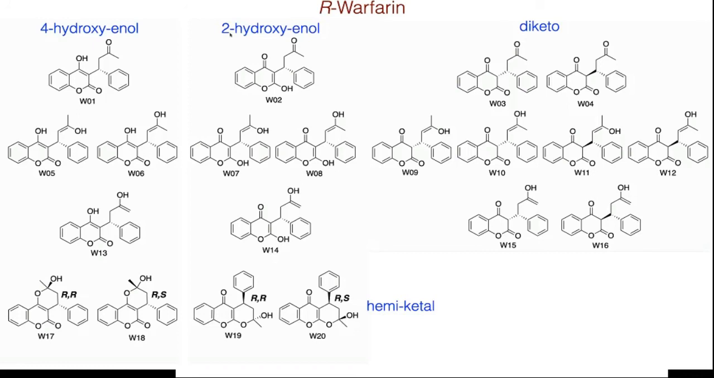And one of the interesting cases in warfarin are the 4 structures which are called hemiketals, shown at the bottom of the slide. It can cyclize, like with an intramolecular reaction, and form another ring. And when it forms another ring, it actually introduces another chiral center here. So we get diastereomer formation here.